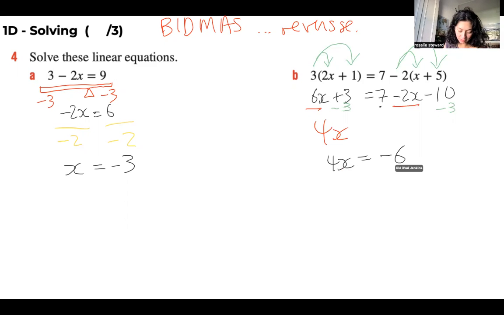All right, so 4x, how do I get rid of that 4? Divide by 4 on both sides. That leaves you with x equals negative 3 on 2.